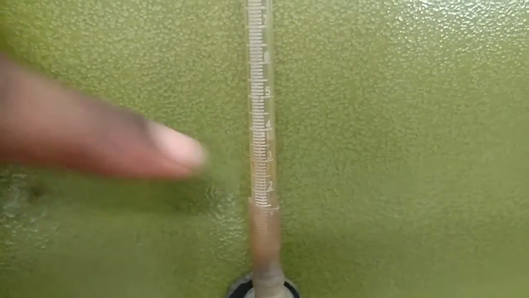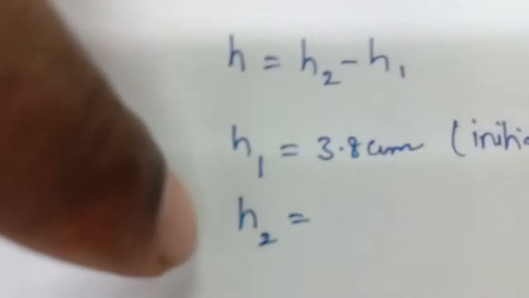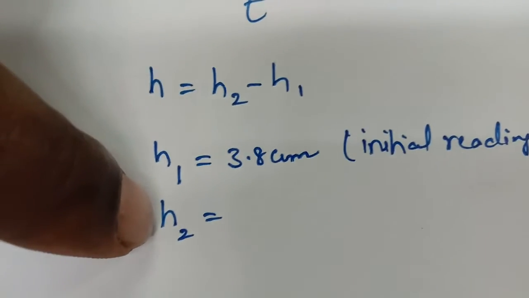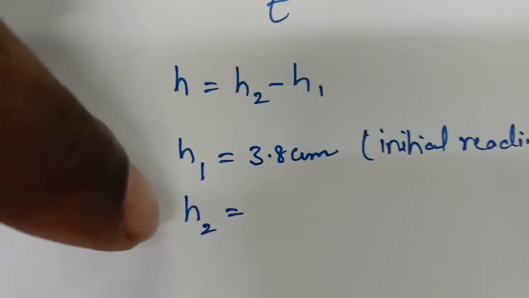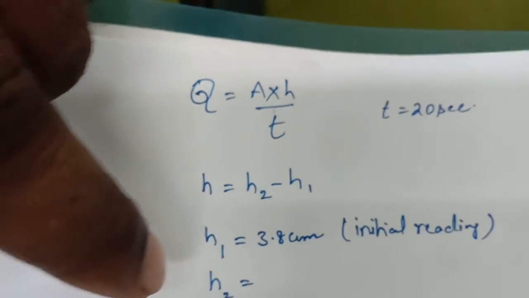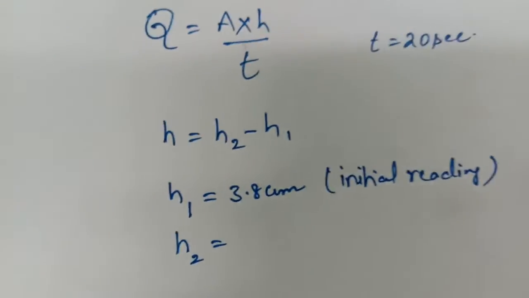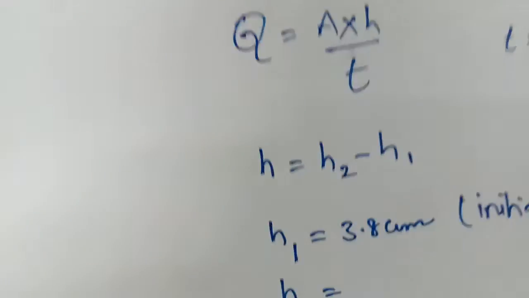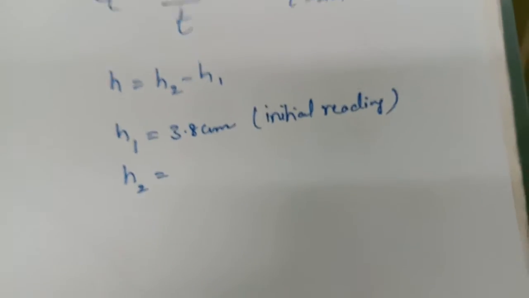Now the H2 height, whatever it is showing now, we will get once we hold the water flow for 20 seconds. Now we will allow this water to enter this tank for 20 seconds.